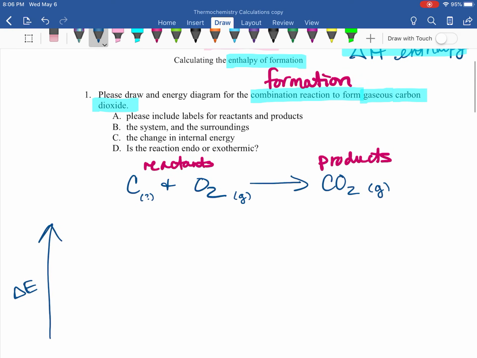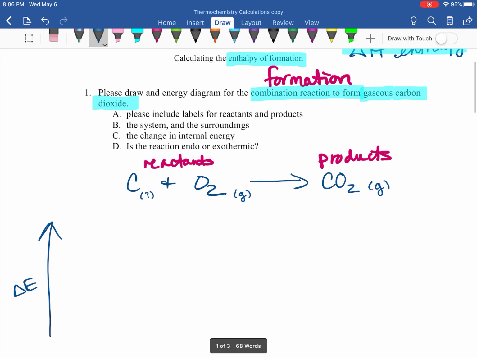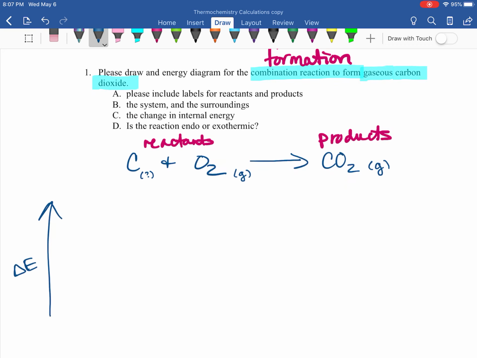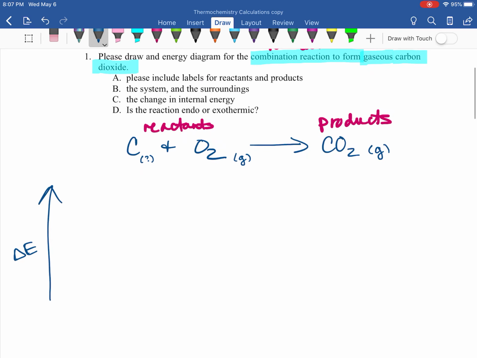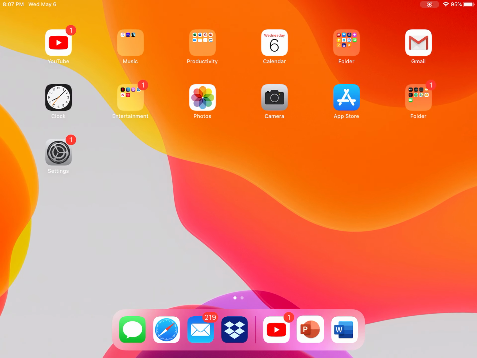That change in internal energy, we can't actually calculate the internal energy. We don't know what it is, but we do know that we can stick a thermometer in this reaction. We can use an equation called specific heat, and we can get that heat flow and that enthalpy. So do we need to reinvent the wheel for this one? Do you feel like this reaction has probably been done in the last 200 years? Absolutely. So let's flip to our table and figure out what that enthalpy is so we can draw a proper energy diagram.